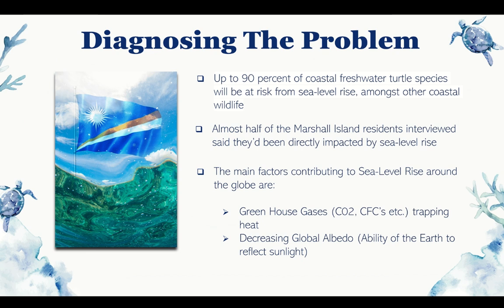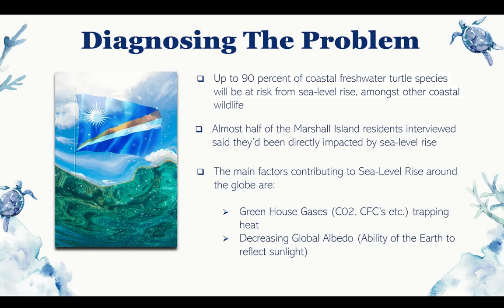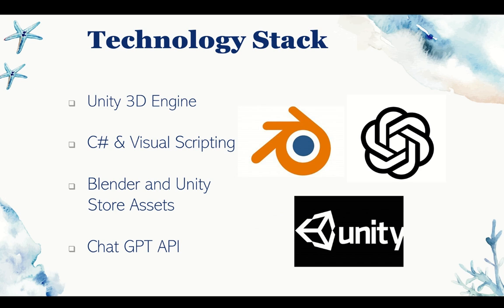So, diagnosing the problem. There are many statistics that talk about the danger of sea level rise. For example, almost half of the Marshall Island region's residents interviewed said that they'd been directly impacted by sea level rise. We did some research and found that the main factors contributing to this around the globe are greenhouse gases such as CO2, CFCs, etc., which trap heat, and decreased global albedo, which is the ability of the Earth to reflect sunlight. We focused on the first problem, which is the largest contributor: greenhouse gases.